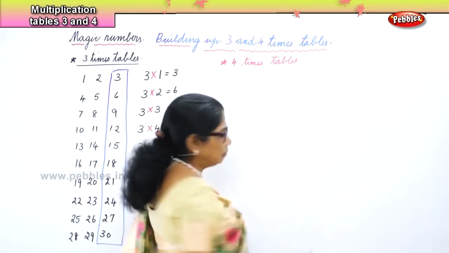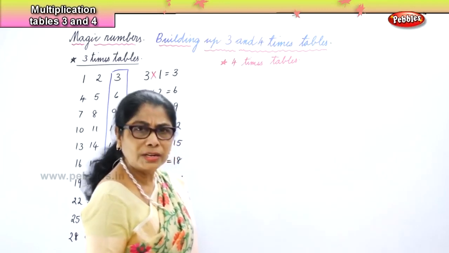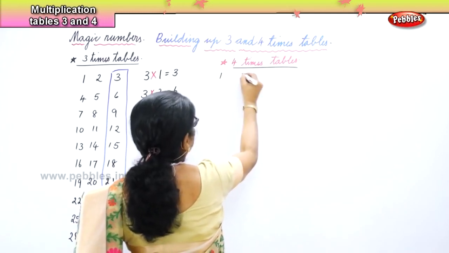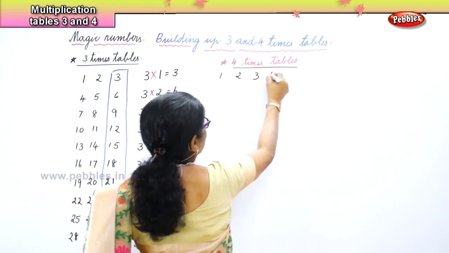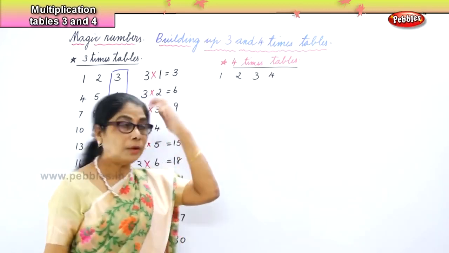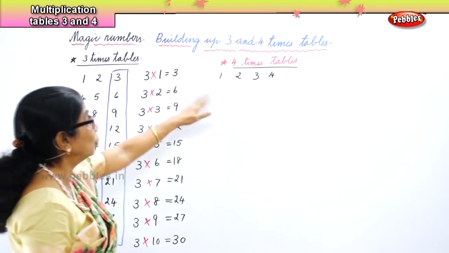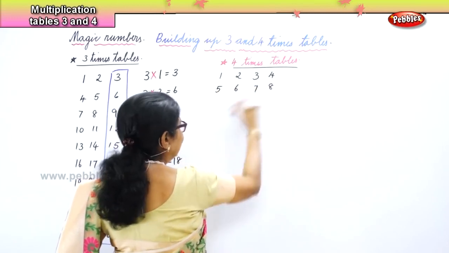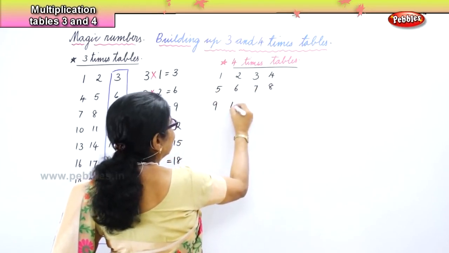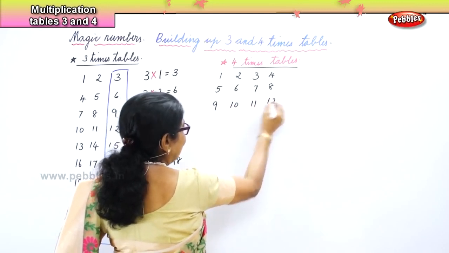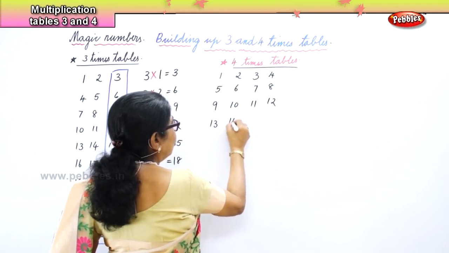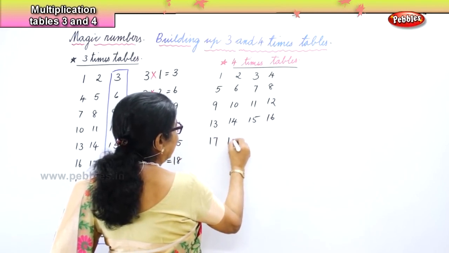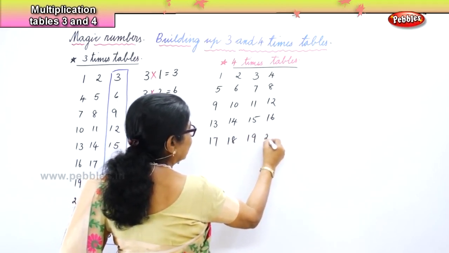Now, when you are doing the 4 times table, all you need to do is write 1, 2, 3, 4. What are we going to do? You write 1, 2, 3, 4. That's it. Okay? Now, remember you're doing the magic numbers. Next, you will write 5, 6, 7, 8. Then you come back here. 9, 10, 11, 12. Next, 13, 14, 15, 16. Next, 17, 18, 19, 20.